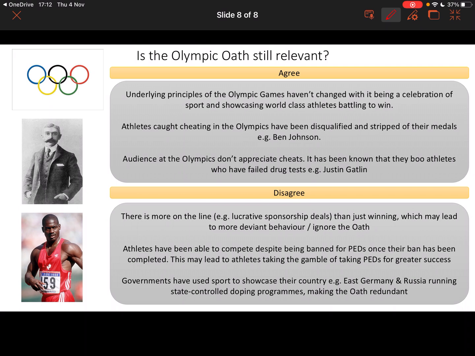Second one there is, again, if we go back to Justin Gatlin, yes, Justin Gatlin is booed, but he has also come back after more than one positive drugs test. So some people might think, well, what is the point of the oath? Should athletes who fail a drug test be banned for life? The fact that they're able to come back and compete, you could argue that the Olympic oath is irrelevant. It's not relevant anymore. And then the final one.